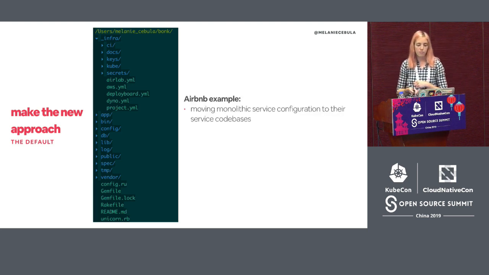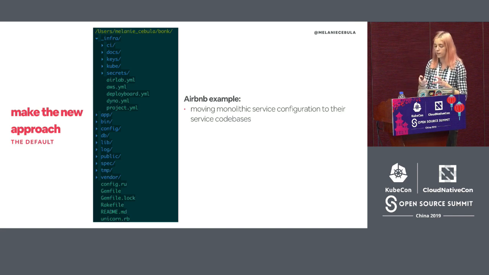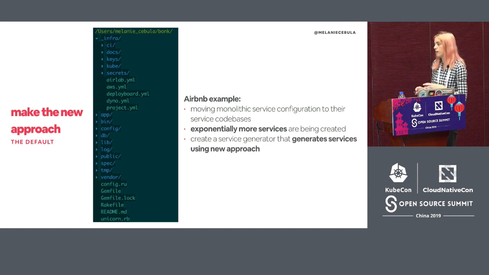So we basically wanted to move service configuration to each service. So this is in my bonk service. And since we have exponentially more services being created, we actually created a generator that generates the new services using the approach. And so when we had new services being created, they're already using this thing. And then now all we have to do is we can kind of take a sigh and just migrate all of the old things.